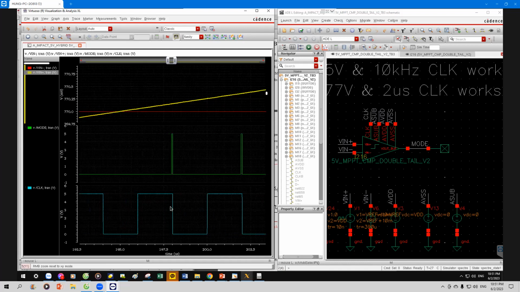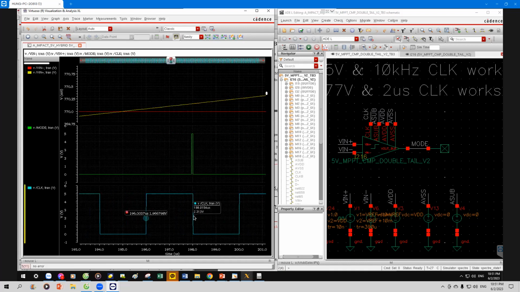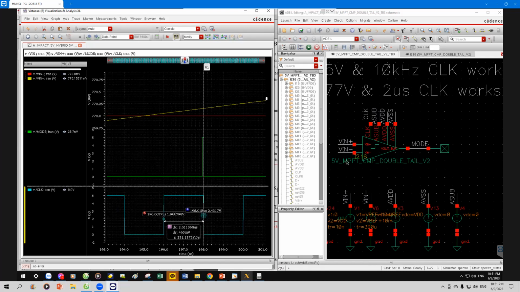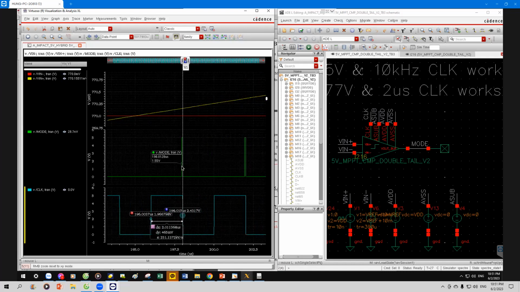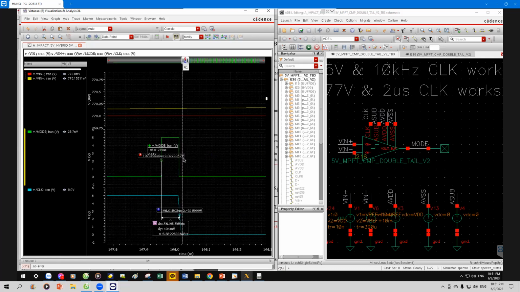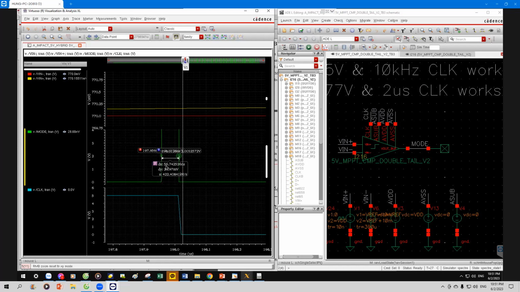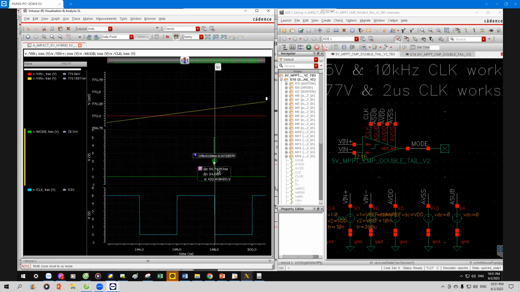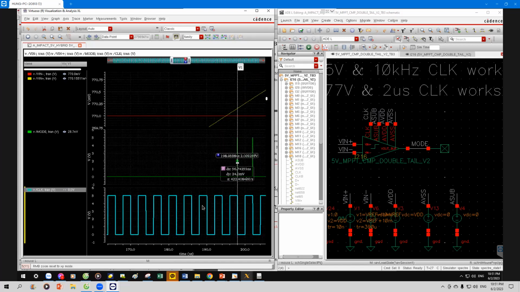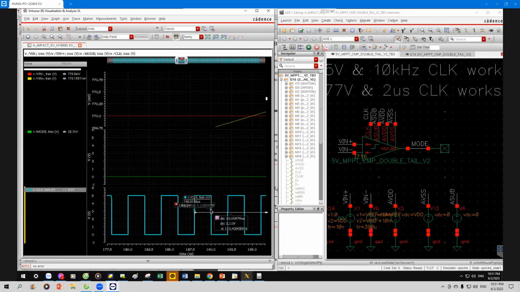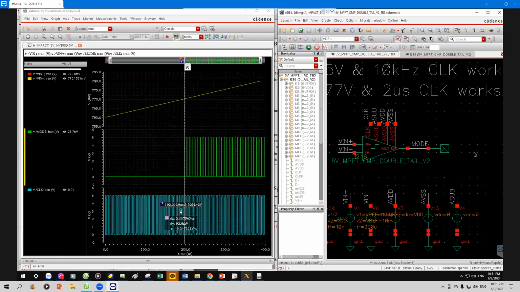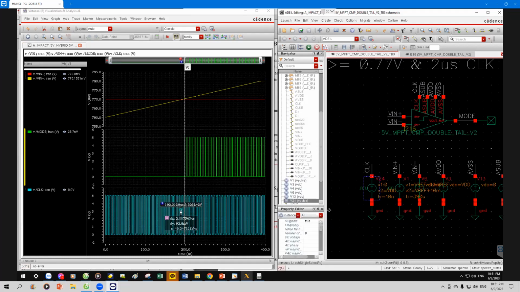However, why is the output high state here only a small 56 nanoseconds? Because the clock pulse width here is only 2 microseconds. So the output pulse is also small.